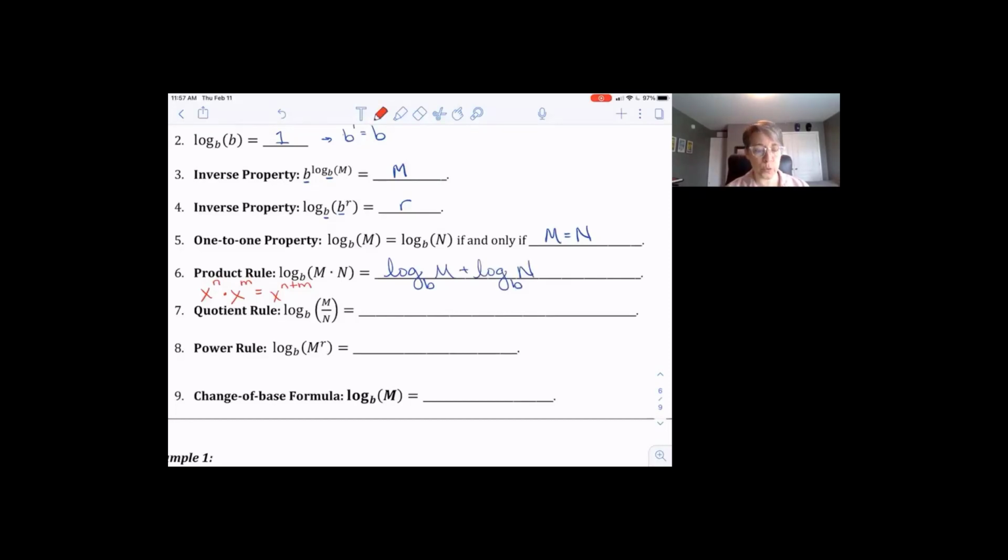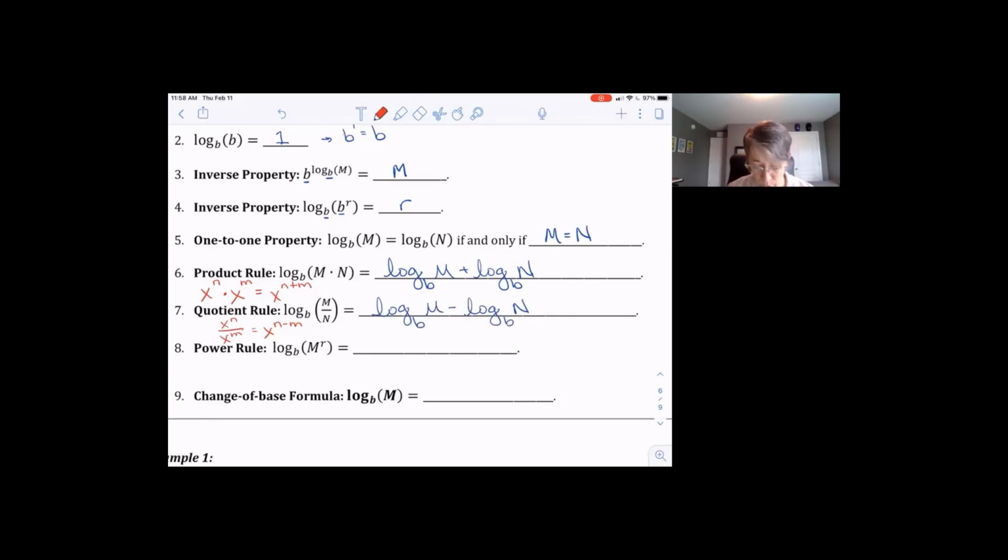Likewise, with the quotient rule, if we had x to the power of n divided by x to the power of m, like bases, then we would keep that base and subtract the exponents. So when we're dealing with logarithms, we can split up an argument that's being divided using subtraction. So that would give us log base b of m minus log base b of n.